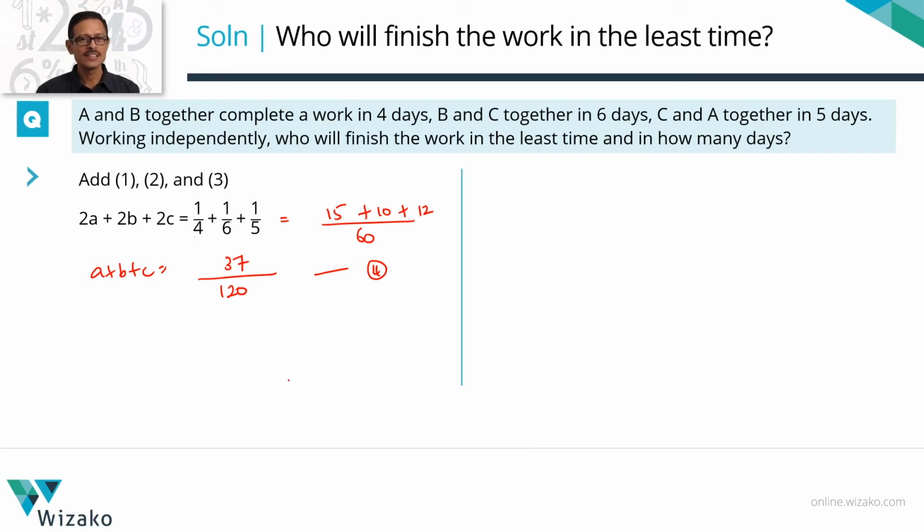Let's understand the significance of this. A plus B plus C: the fraction of work done by A plus the fraction of work done by B plus the fraction of work done by C in one day. So the summation of these three is the fraction of work done when all three of them work together. That is 37/120. We need to find out A individually, B individually and C individually.